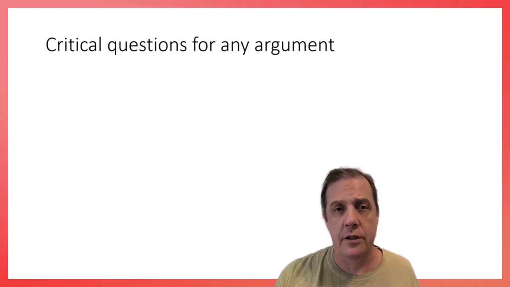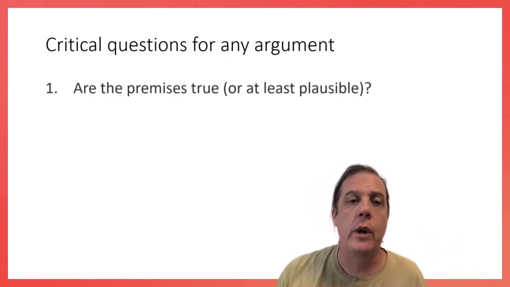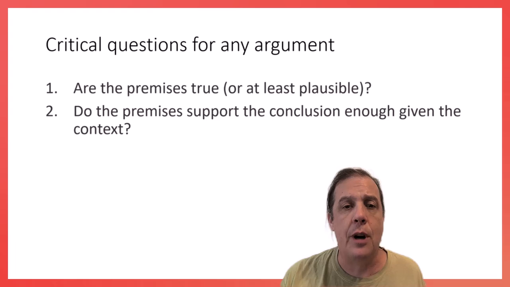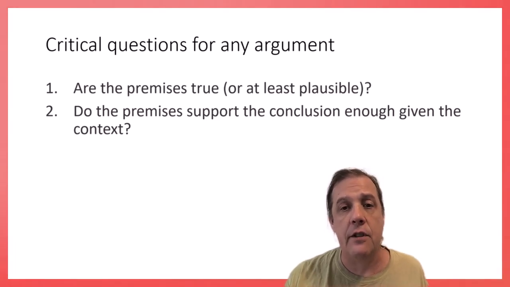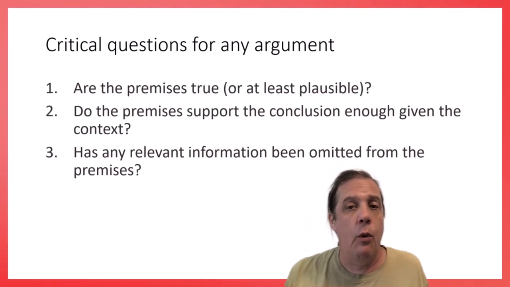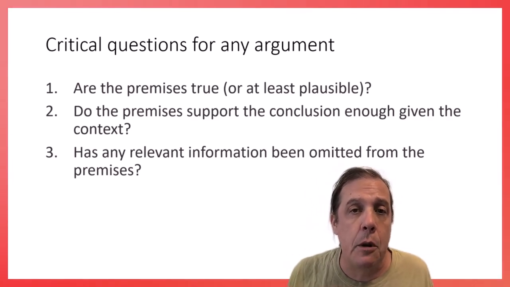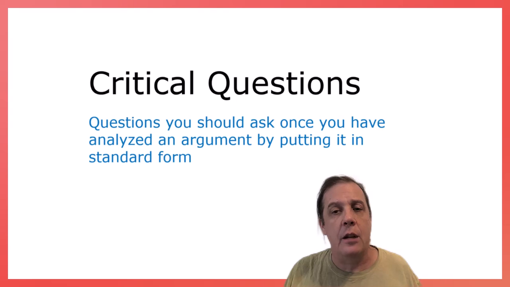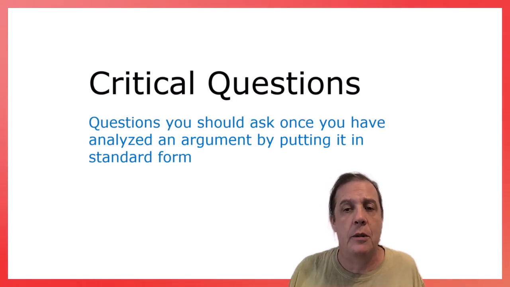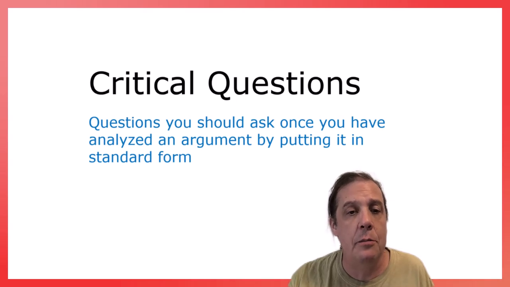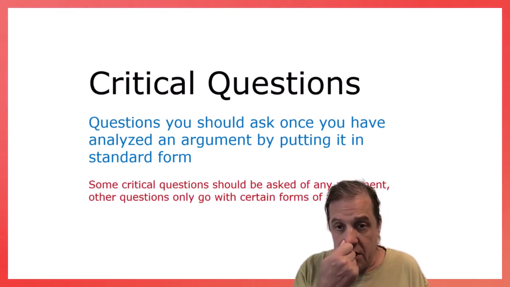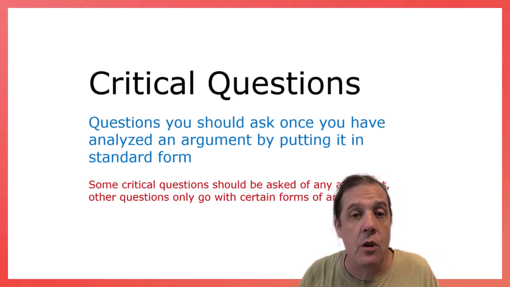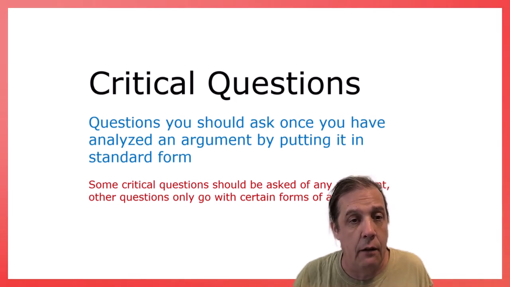So if you just put an argument in the standard version of standard form, we can ask, are the premises true, or at least plausible? We can ask, do the premises support the conclusion enough given the context? And we can ask whether any relevant information has been omitted from the premises. So just as there are subtypes of standard form for the different argument schemes, there are also different subtypes of critical question. So sometimes you'll be asking the general critical questions, but other times you will be asking the more specific, the more specialized kinds of critical questions.